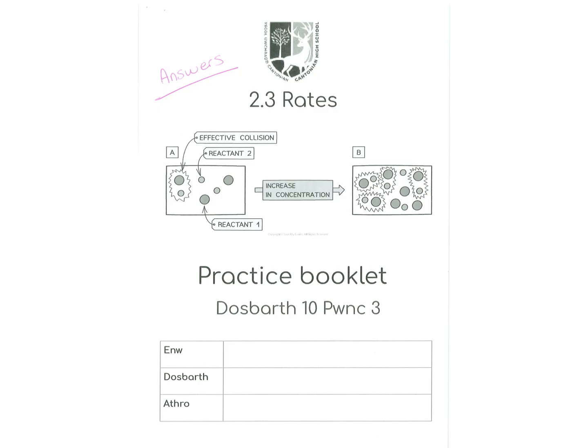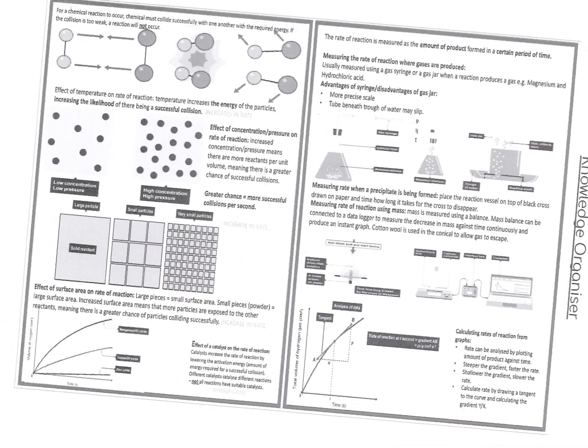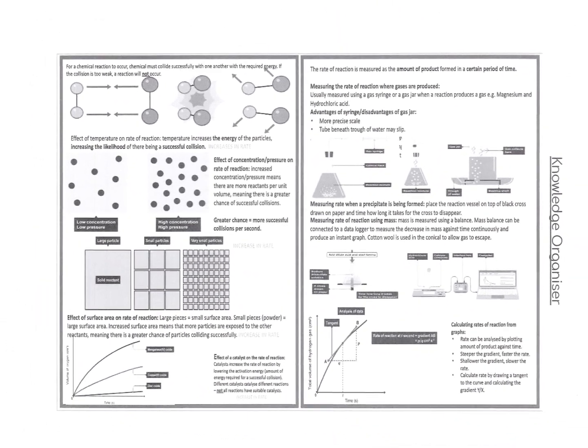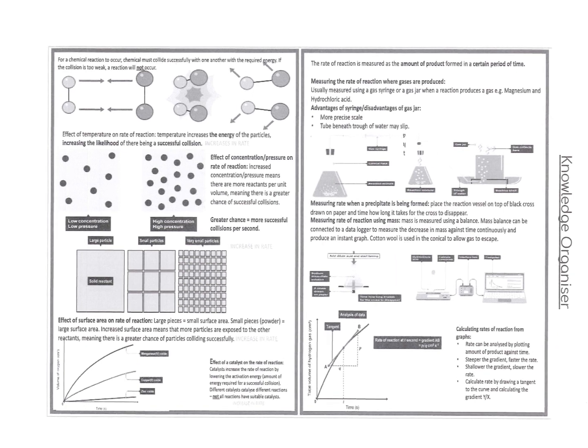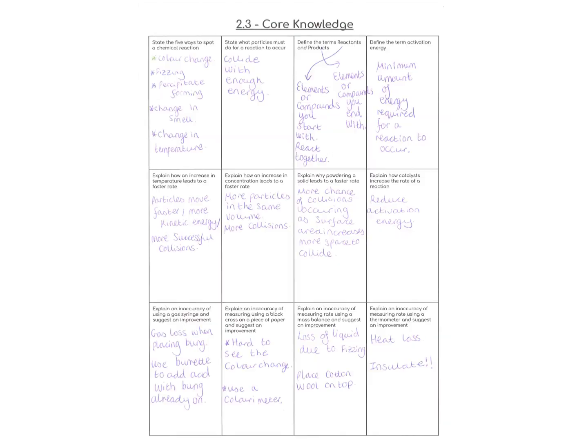So this is the 2.3 rates booklet. Again, you get a nice knowledge organiser. Again, if you do want to pause, then you can and have a little look, but I'm not going to go through that. The same with the keywords. You can pause and have a little look at them.